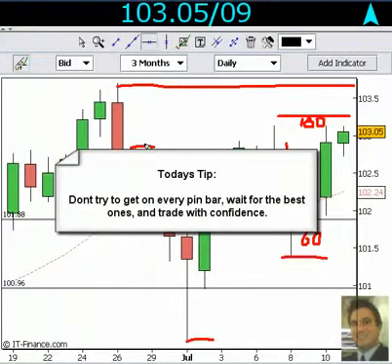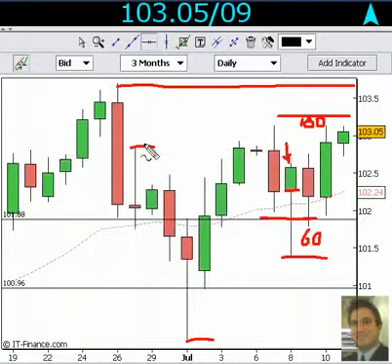But rarely will you see a profitable pin bar setup come off that makes a lot of money that breaches more than 50 to 60% of that range of the pin bar. So you can adapt a trading plan and money management to that.